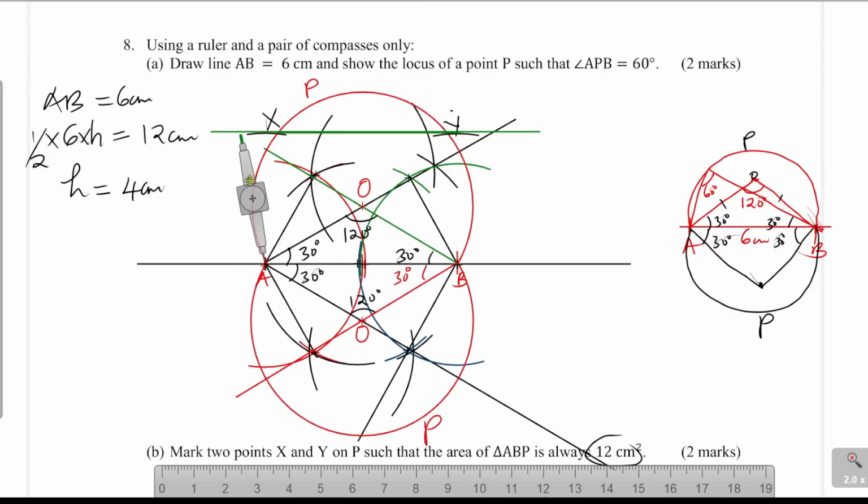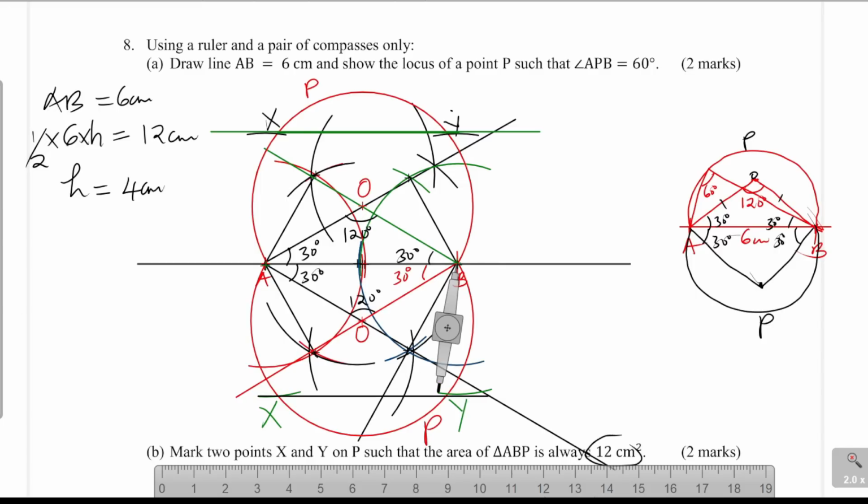You stand at A, and then mark a point on that locus P. So X again can also be here. And then you stand with a pair of compass at point B and mark an arc there. So this one, point Y, can also be here. Then you can join this one using a straight line.